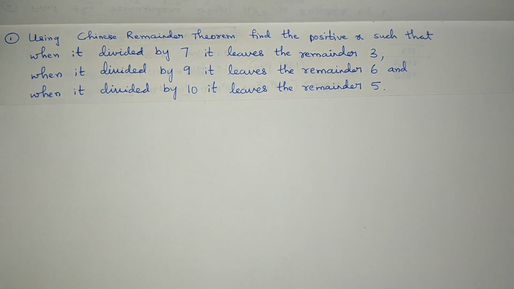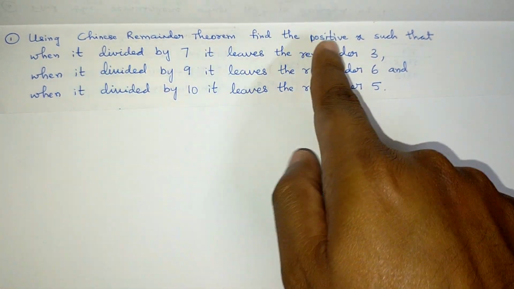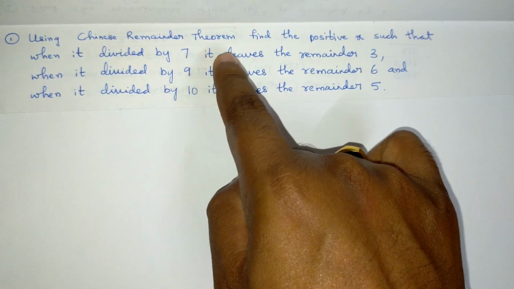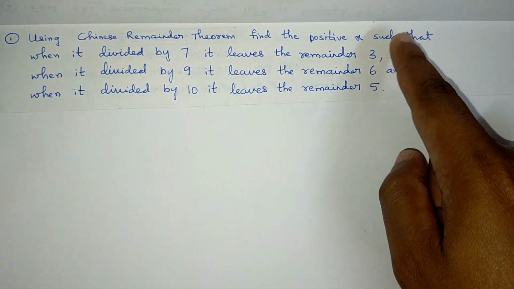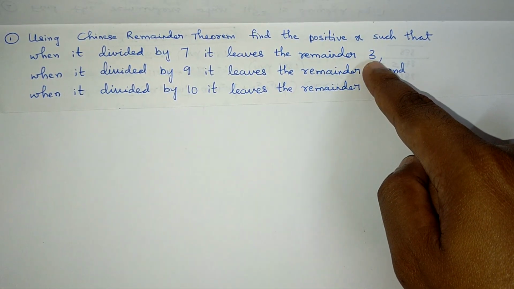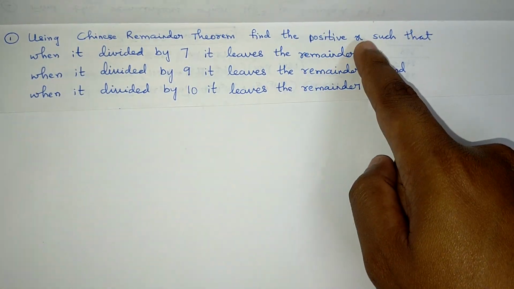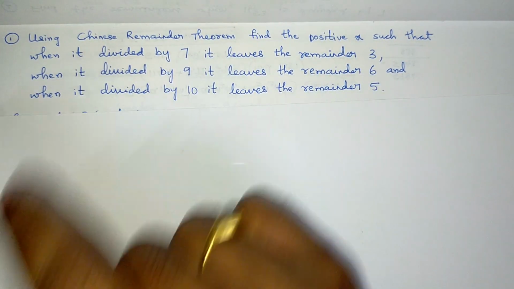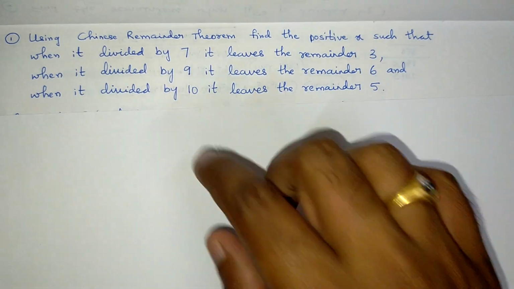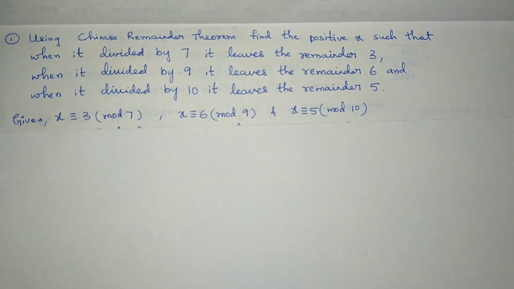The problem statement is given and we have to write the simultaneous equations. When x is divided by 7, it leaves the remainder 3. That means x is congruent to 3 modulo 7, right? And x is congruent to 6 modulo 9 and x is congruent to 5 modulo 10. So we have to write the equations like this.